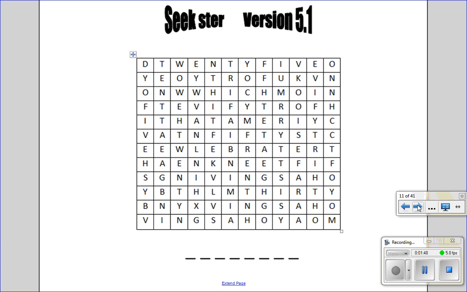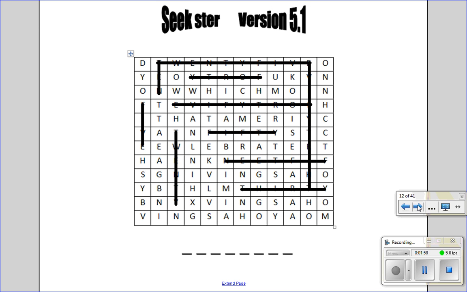Next, these are in the back of all the books. This is called a Seekster, where you look around for all the words in the times table, and basically ends up looking like this with a hidden message. And from the hidden message, you read along and you can answer the questions at the bottom.